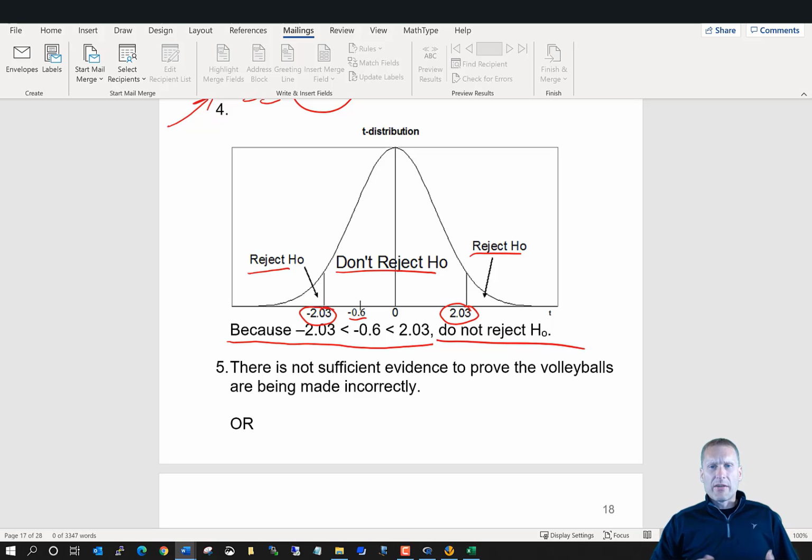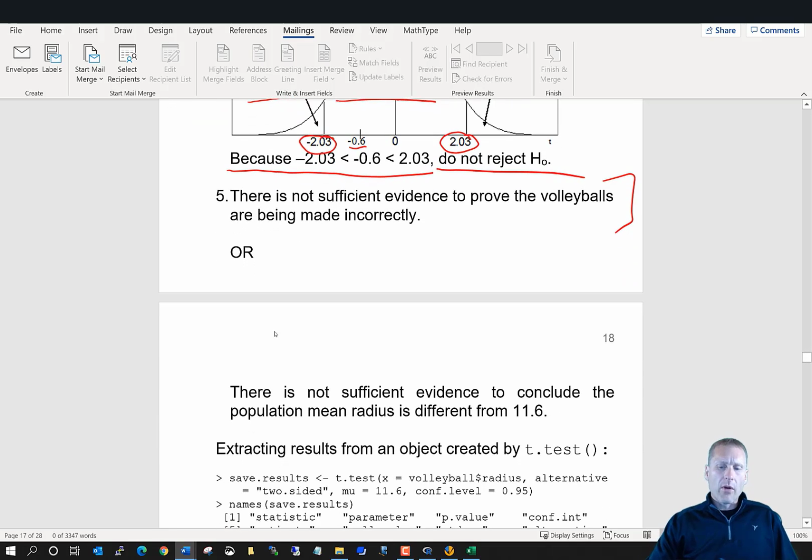So step 5, what does this mean in terms of the original problem? Well, there's not sufficient evidence to prove the volleyballs are being made incorrectly, or instead you can word it like this: there's not sufficient evidence to conclude the population mean radius is different from 11.6.